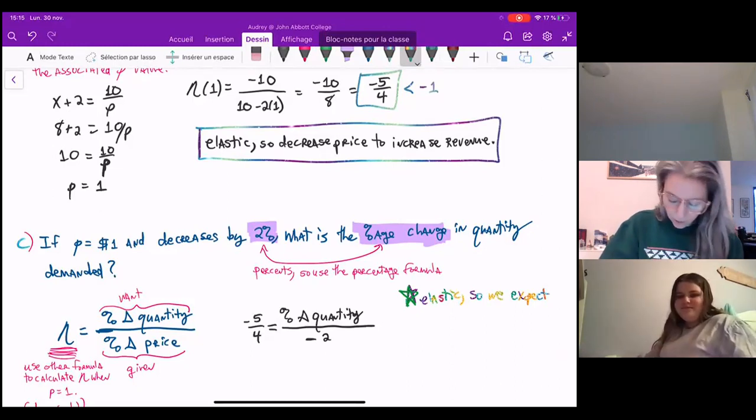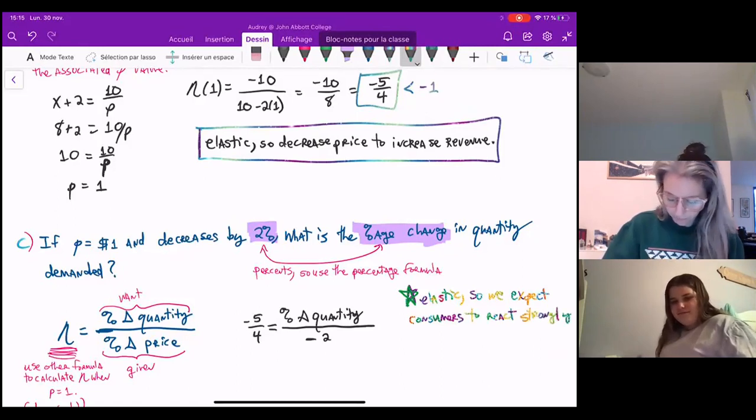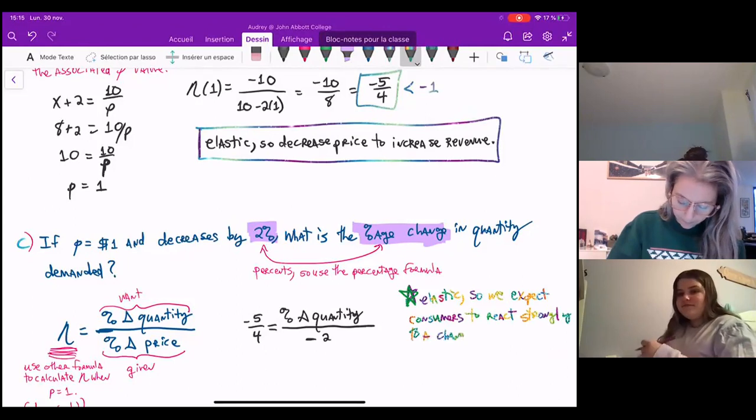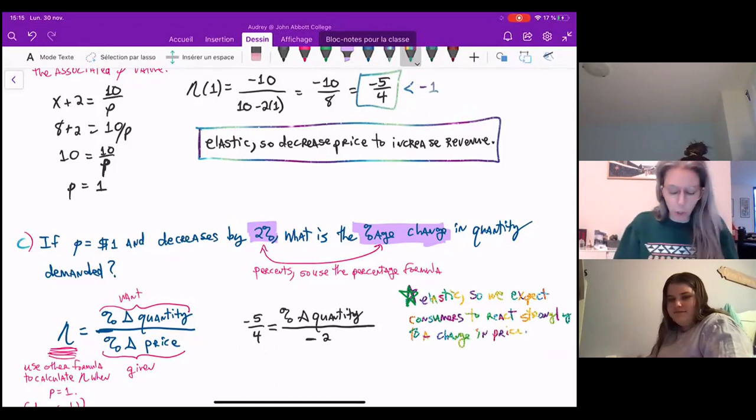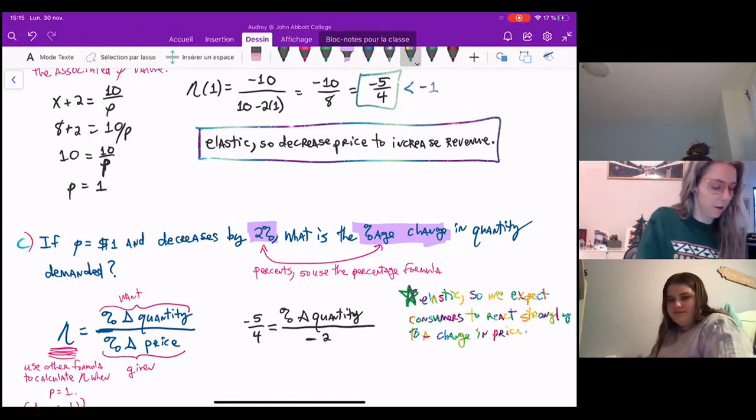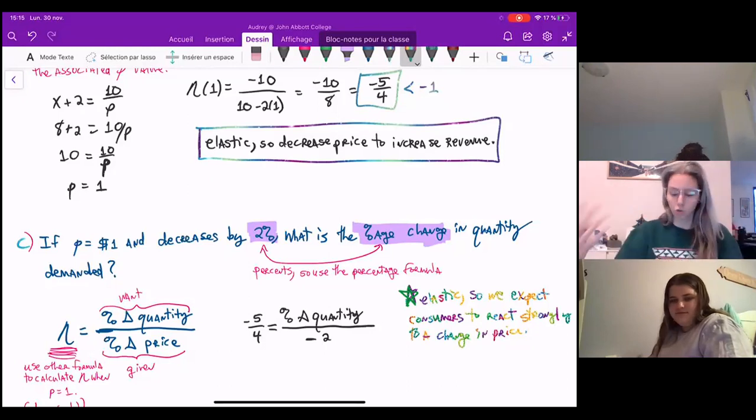Okay, so we expect consumers to react strongly to a change in price. So if I decrease the price by 2%, hang on, I would expect, therefore, for the quantity to change by more than this. So I expect the percentage change in quantity to be bigger than 2, right? Because my consumer is reacting strongly.